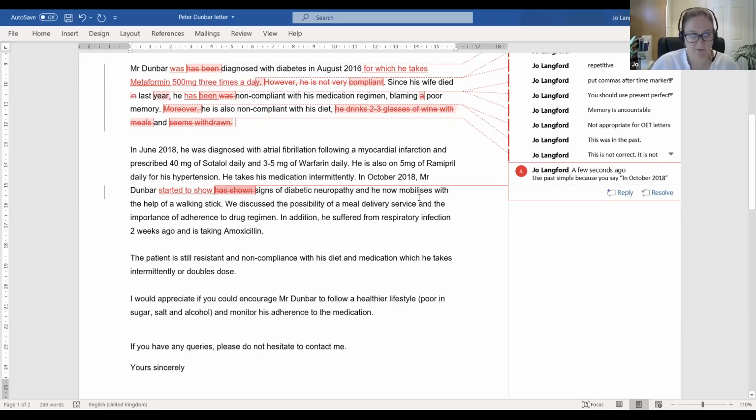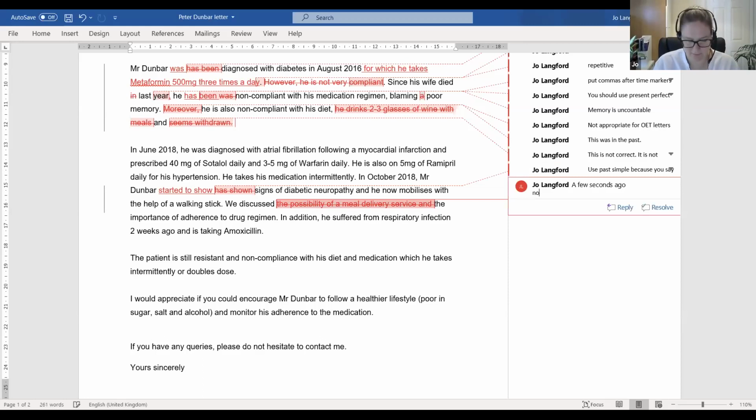Okay, and he now mobilizes with the help of a walking stick. Yeah, that's absolutely fine. It's giving indication about other issues he's having. We discussed the possibility of a meal delivery service and the importance of adherence to the drug regimen. In addition, he suffered from respiratory infection. Okay, discussing the possibility of a meal delivery service is no longer relevant because he no longer needs it. He's going to live with his daughter. So this is no longer relevant.